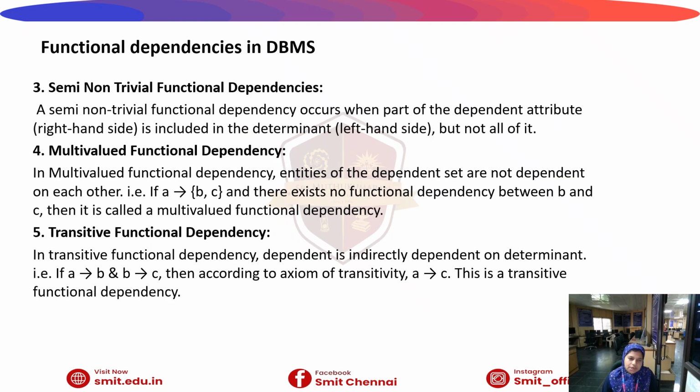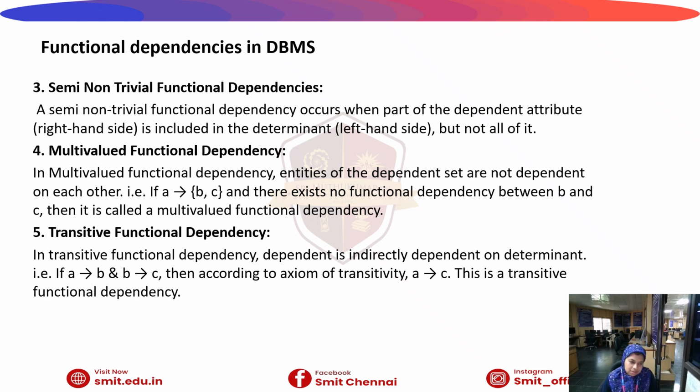Functional dependencies also include semi-non-trivial functional dependencies, multi-valued functional dependencies, and transitive functional dependencies. Semi-non-trivial functional dependency occurs when part of the dependent attributes is included in the determinant on the left-hand side, but not all of it. In a multi-valued functional dependency, the attributes of a dependent set are not dependent on each other. If A determines B and C, there exists no functional dependency between B and C. So it is multi-valued.